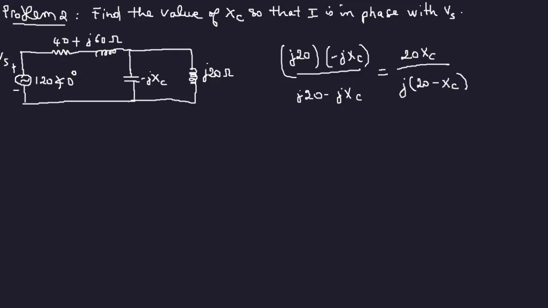So the total impedance seen would be J60 plus, because it's in series, 20 XC over 20 minus XC. Actually, it is the imaginary part that I'm going to add and set equal to 0. So I would have J60 minus J20 XC over 20 minus XC. Now this is equal to 0.